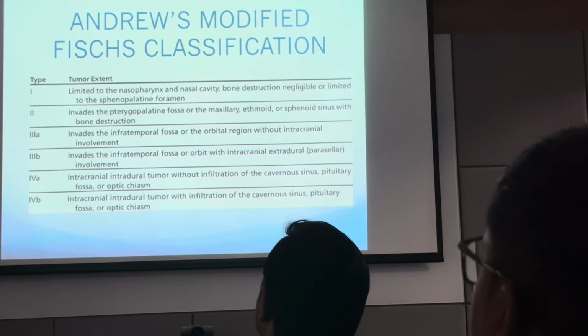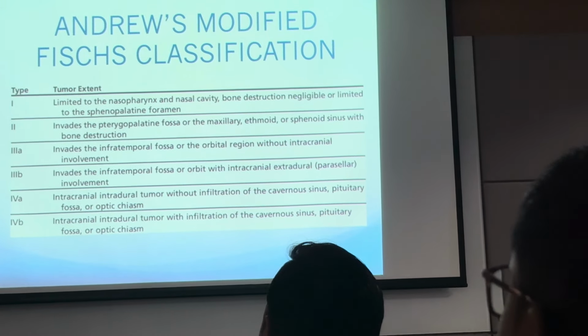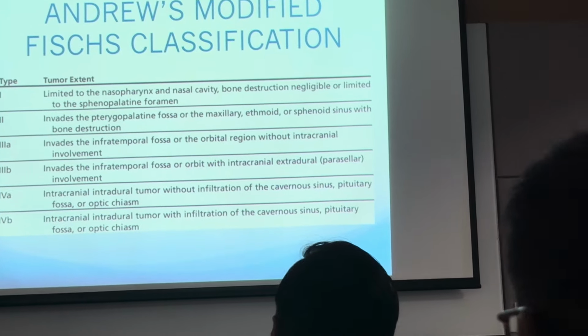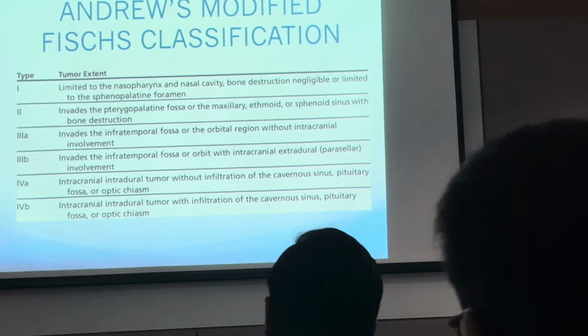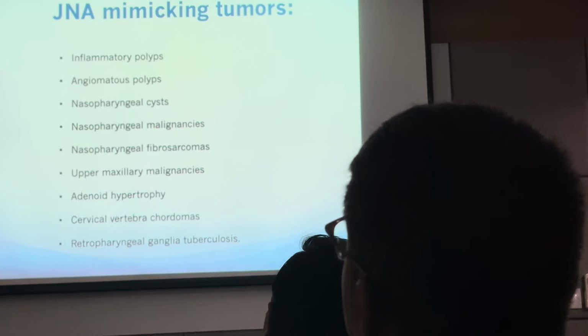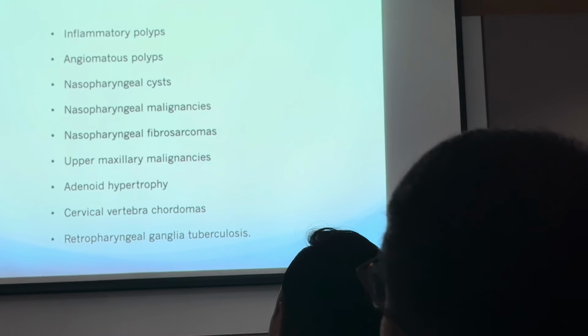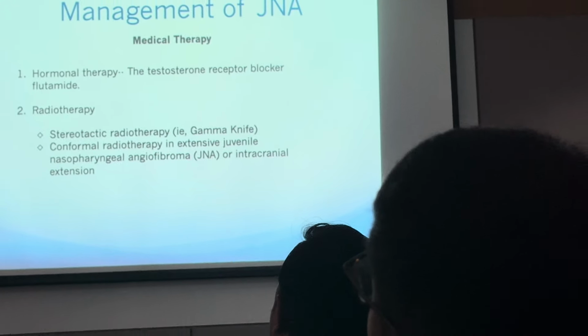And 4A and 4B: in 4A you will not have involvement of the cavernous sinus and the pituitary fossa, whereas 4B will have all those involvements. So these are just the tumors which can mimic JNA. Maybe the diagnostic person can tell you details about how to differentiate.